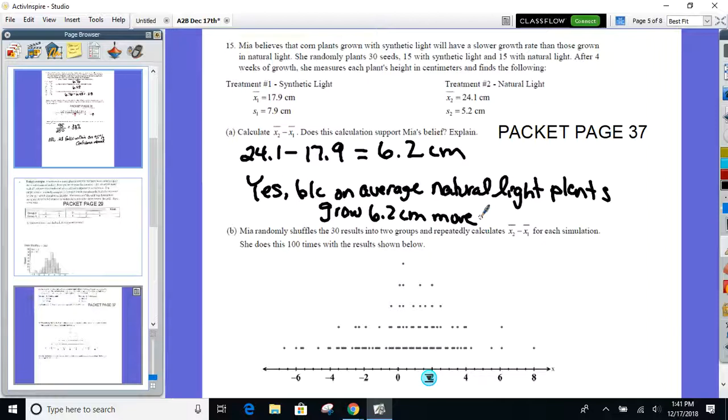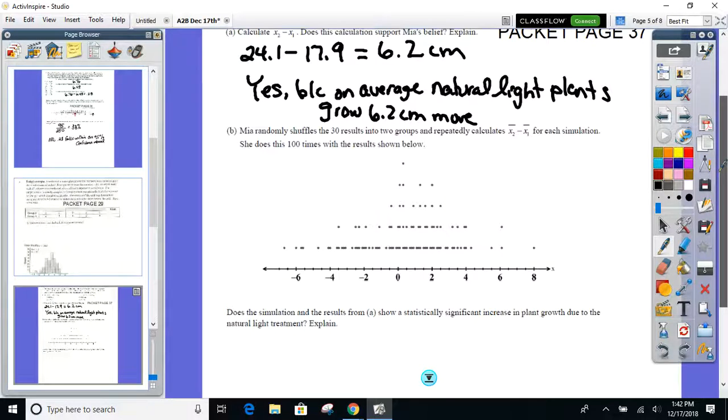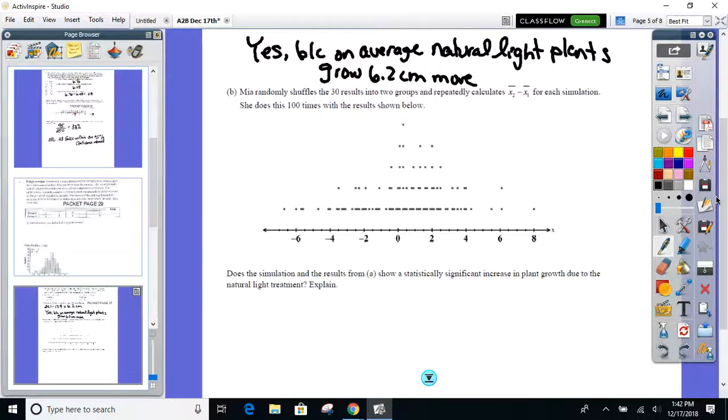Now we're going to figure out if that is just by random chance, where we put the higher growing plants in one group rather than the other, or is this actually because it's true, natural light plants do grow more. So we go to the dot plot down here that she did how many times? 100 times. Where's 6.2 on here? Where's our observed value? Right here?